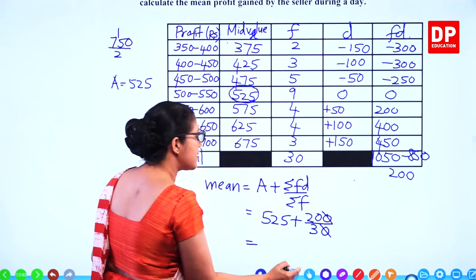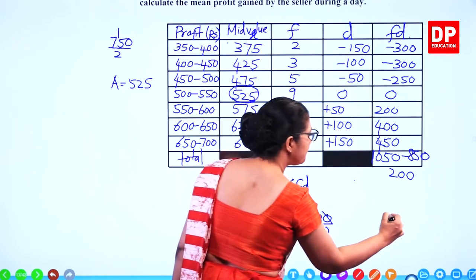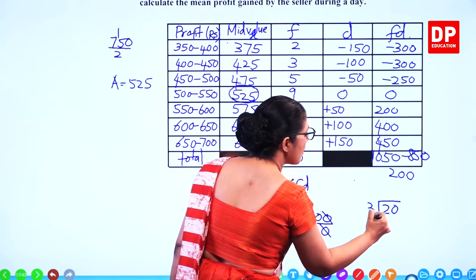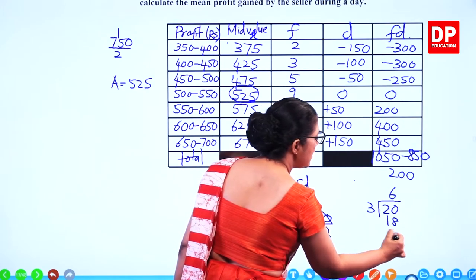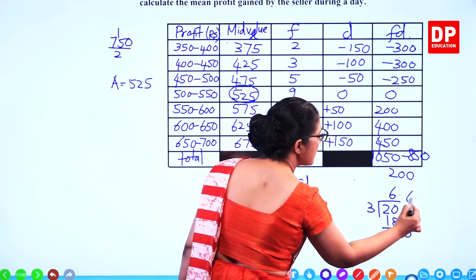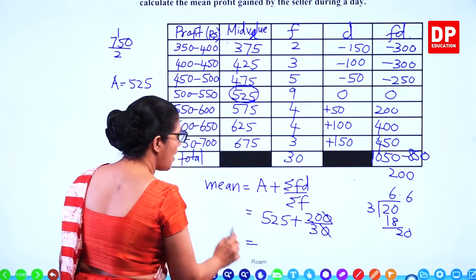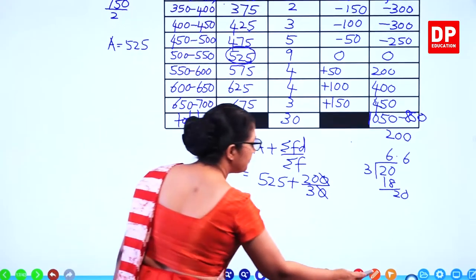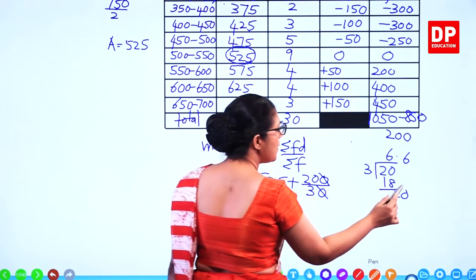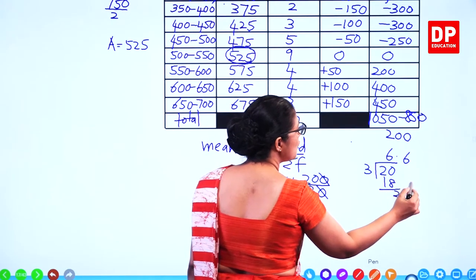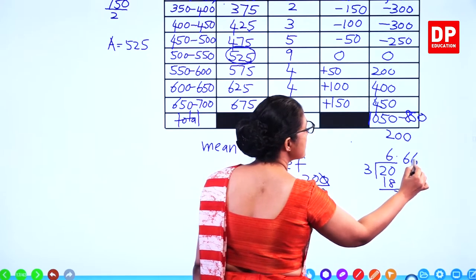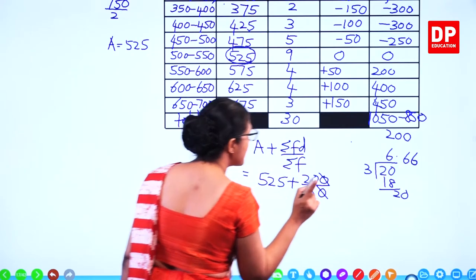1, 0 get cancelled out. 20 divided by 3. 6, 18 for 20. Again 6, 6 like that. So we can write, correct to 2 decimal places will do. So again another 6. 6 means 6.67.